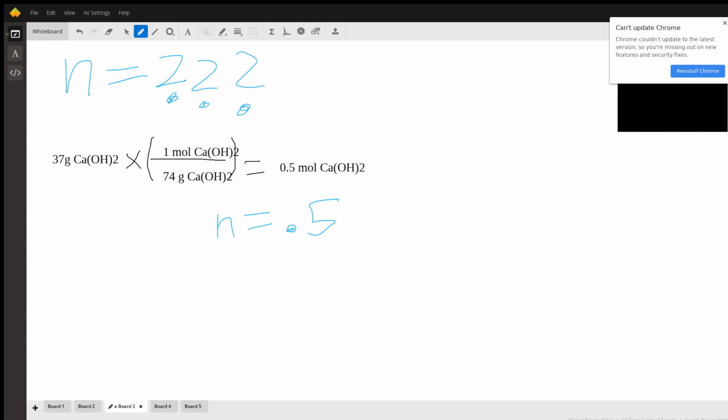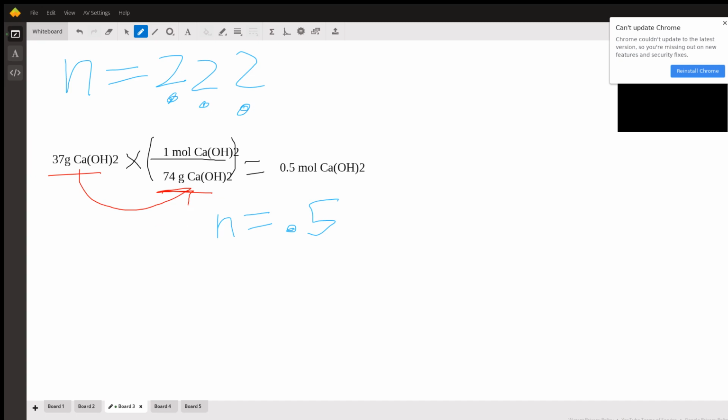They actually gave it to you in a hidden way, because they gave you two things. They gave you a mass of calcium hydroxide, which was 37 grams, right there. And they also gave you the molar mass, right there. So you take 37 grams of calcium hydroxide, and you put the molar mass on the bottom of this fraction. It's called dimensional analysis. I learned this in undergraduate a long time ago.